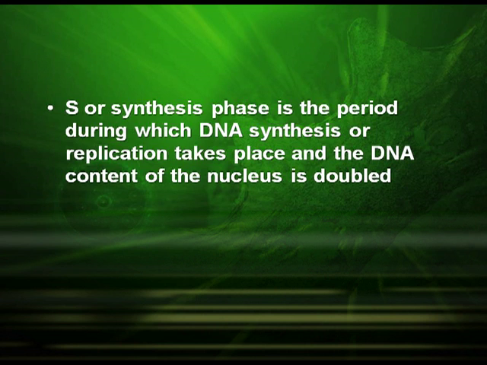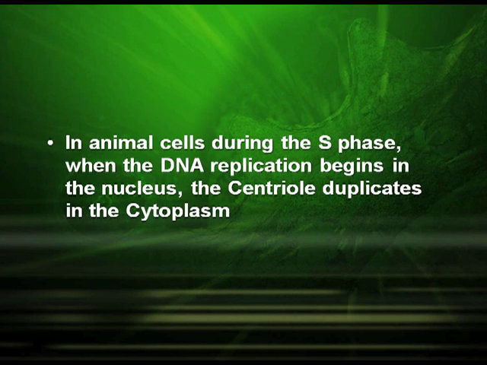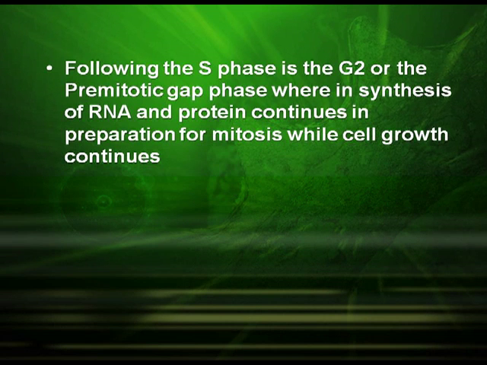S or synthesis phase is the period during which DNA synthesis or replication takes place and the DNA content of the nucleus is doubled. However, there is no increase in the number of chromosomes. In animal cells, during the S phase, when the DNA replication begins in the nucleus, the centriole duplicates in the cytoplasm. Following the S phase is the G2 or the pre-mitotic gap phase, wherein synthesis of RNA and protein continues in preparation for mitosis while cell growth continues.